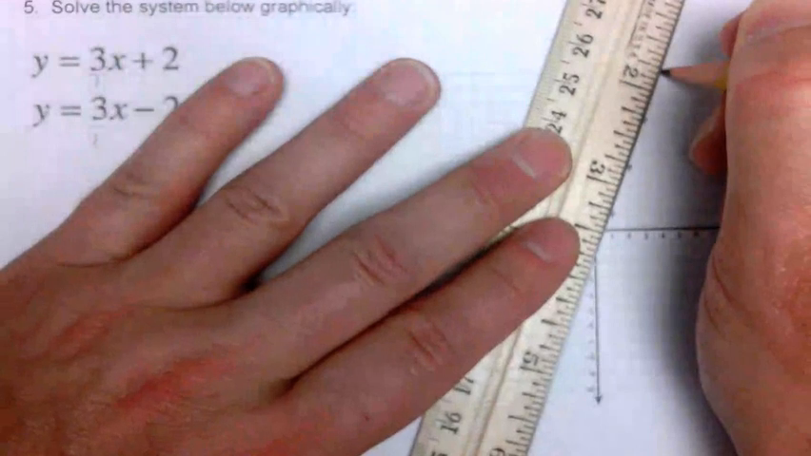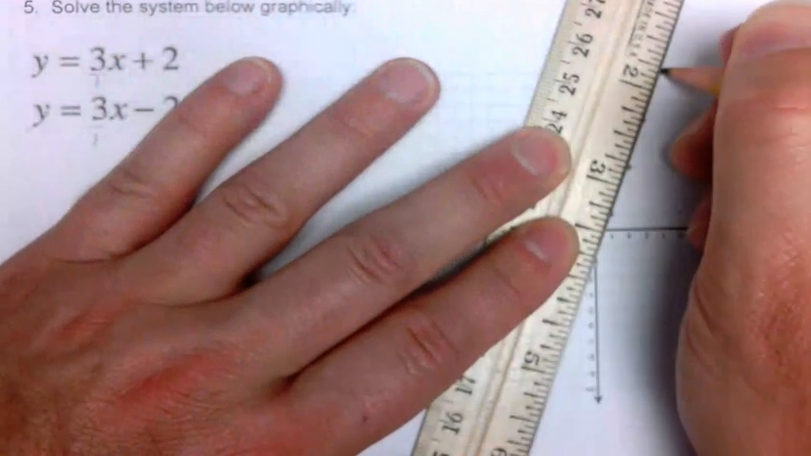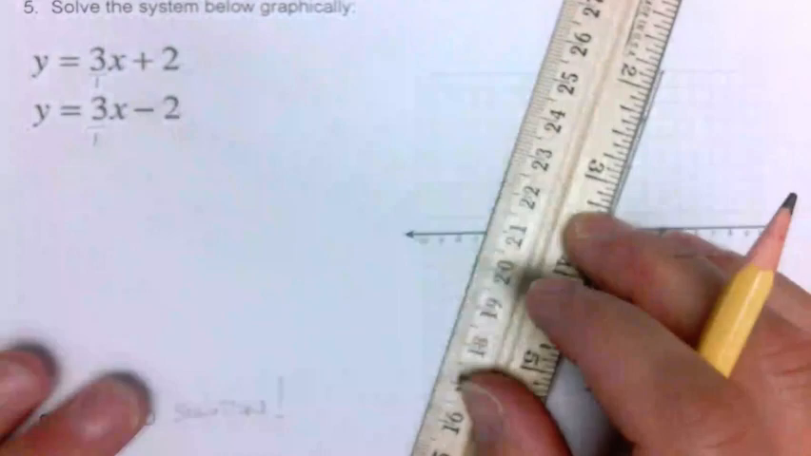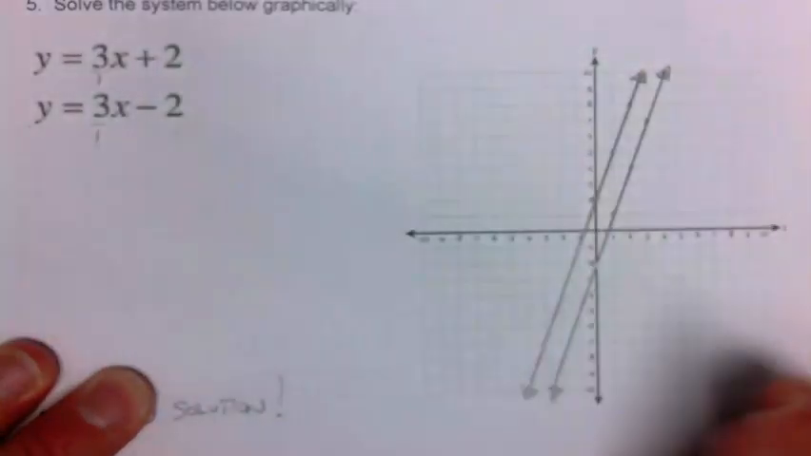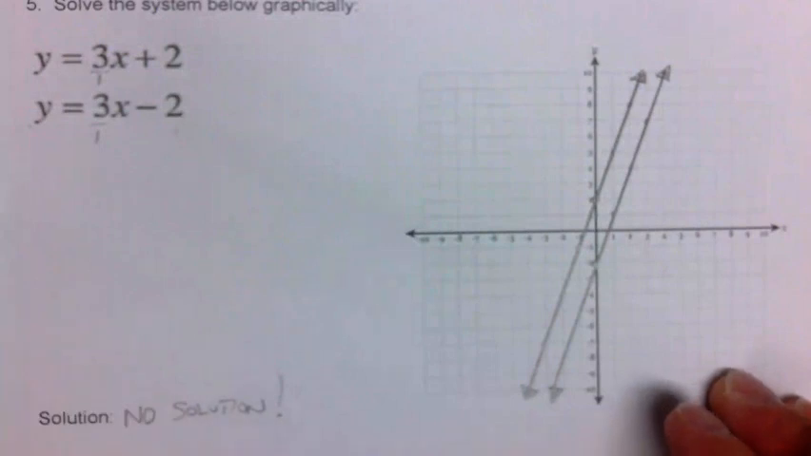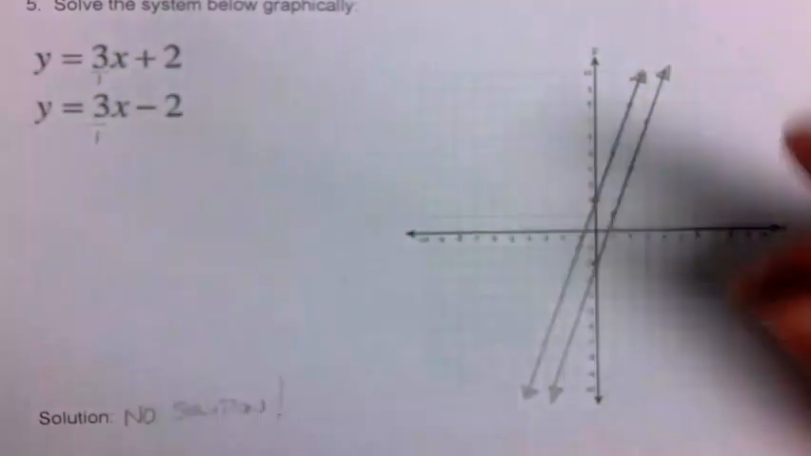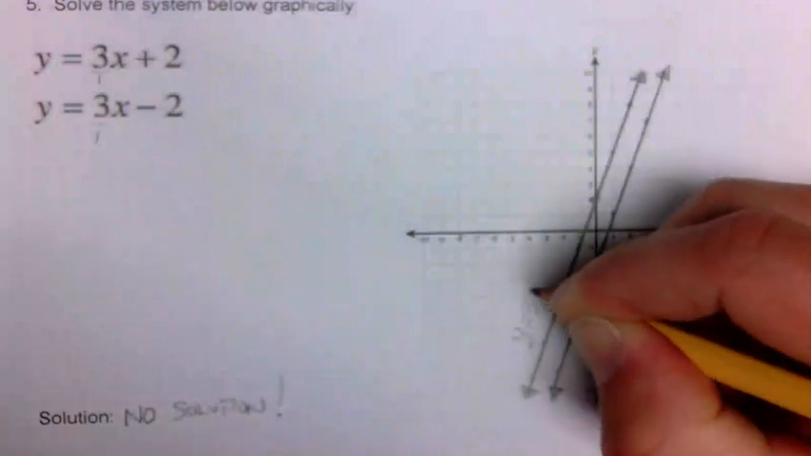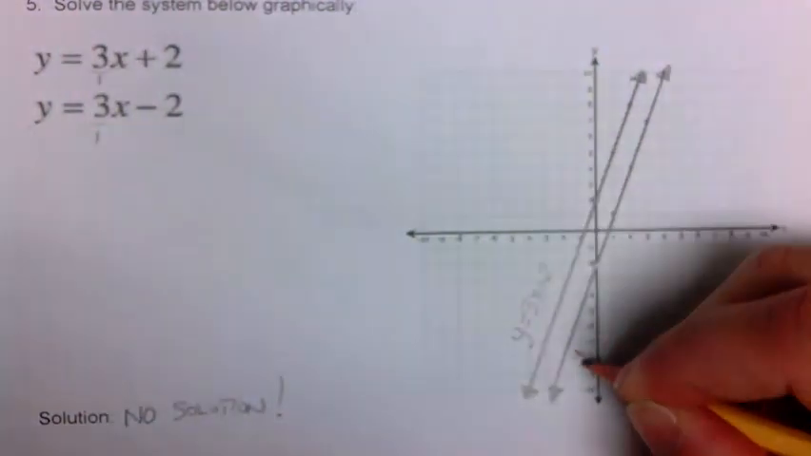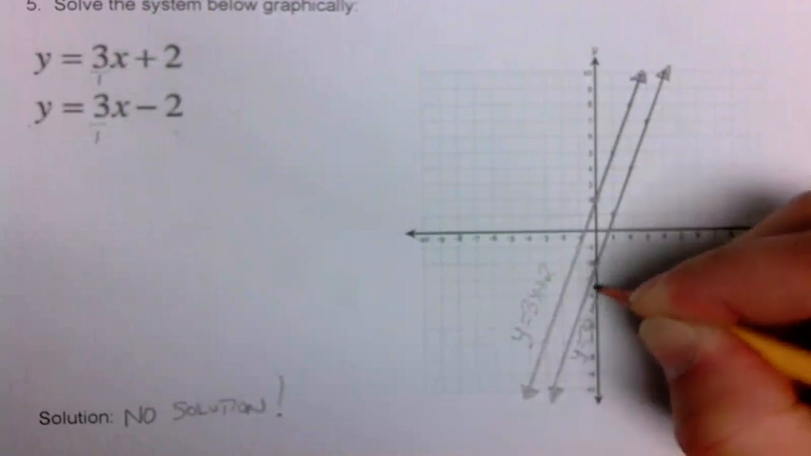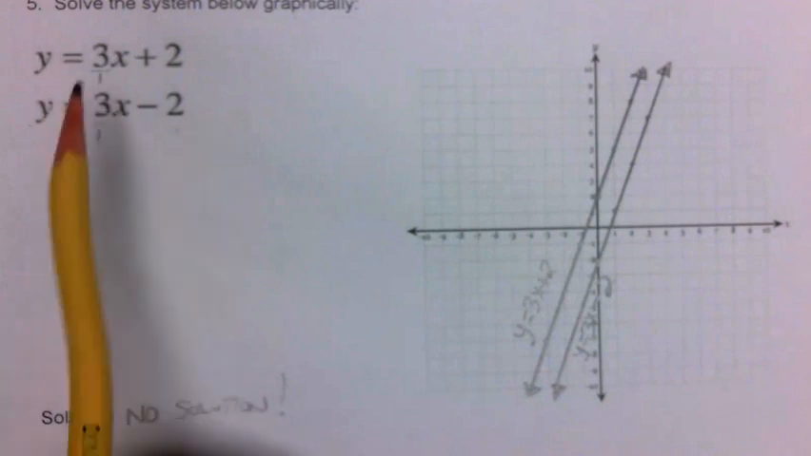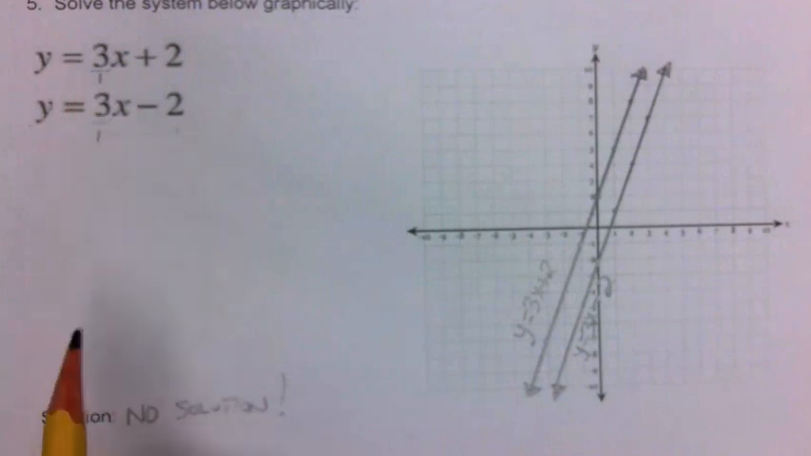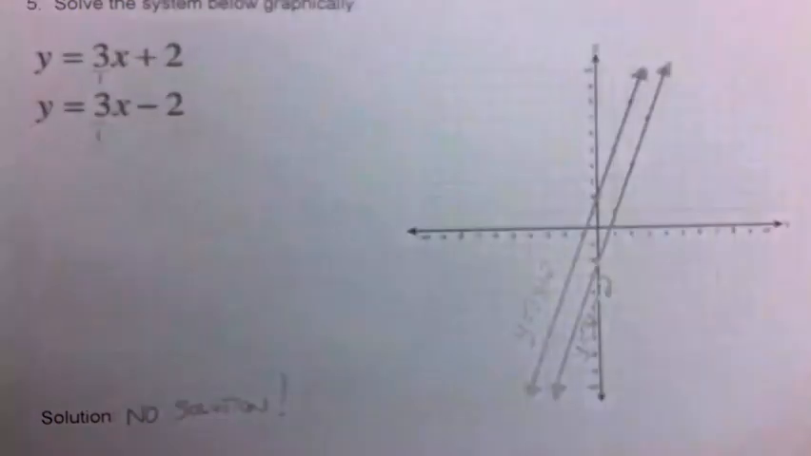And just as I thought would happen, my two lines are parallel to each other and they do not intersect. So there is no solution to this system. All right, but I am going to go back and label. This was y equals 3x plus 2, and this was y equals 3x minus 2. So again, just by investigating your equations at the beginning, you should have an indication of whether there should be one solution, no solution, or infinite solutions.